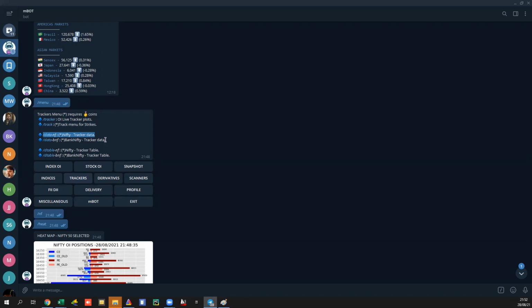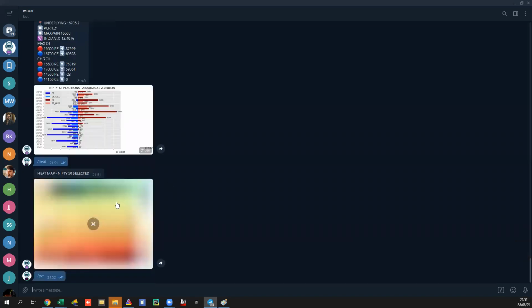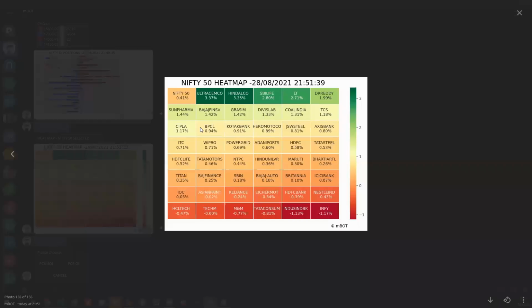And I've sent you desktop tools. You can use this data with those desktop tools, right? And these are the data tables which I've shown you, right? So the trackers, and then we have derivatives. In the derivatives, you have spot and PCR. I highly recommend you use this PCR. This is very helpful. This is the Nifty heat map, right?